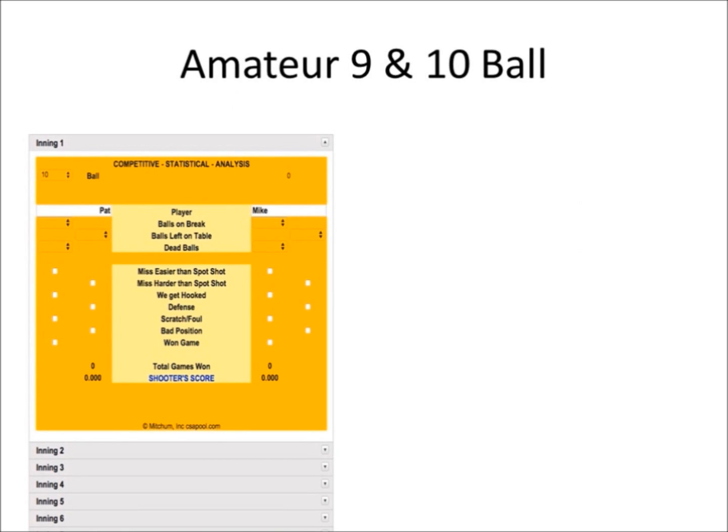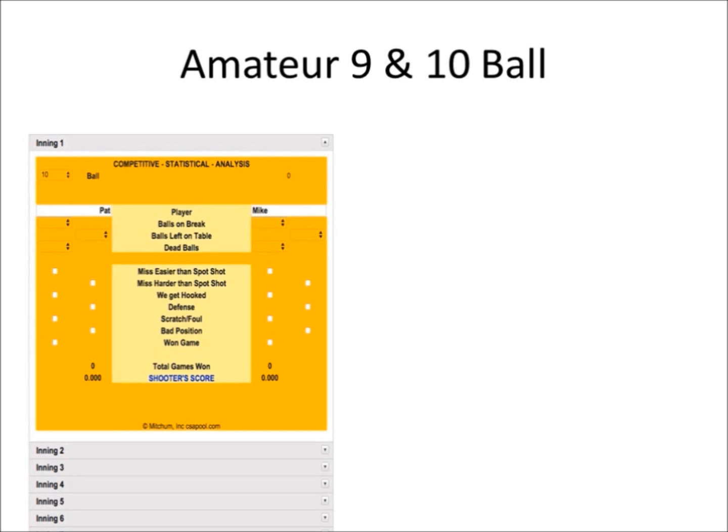This is the layout for the amateur version for 9 and 10 ball. It's very similar to the professional layout. The most important difference are the descriptions that you use and how you record each shot. But as far as the name on the left side and everything underneath that is for player number 1, and the name on the right side and everything underneath that is player number 2.